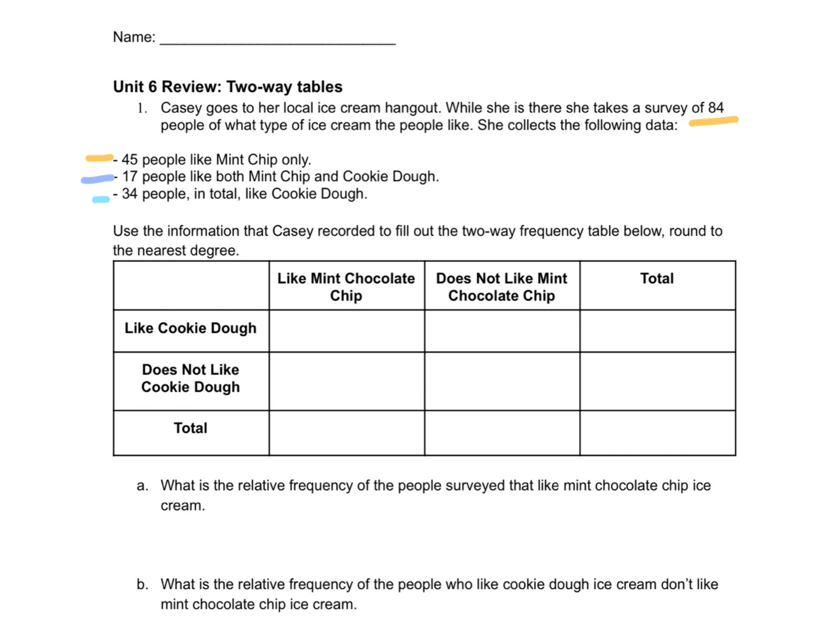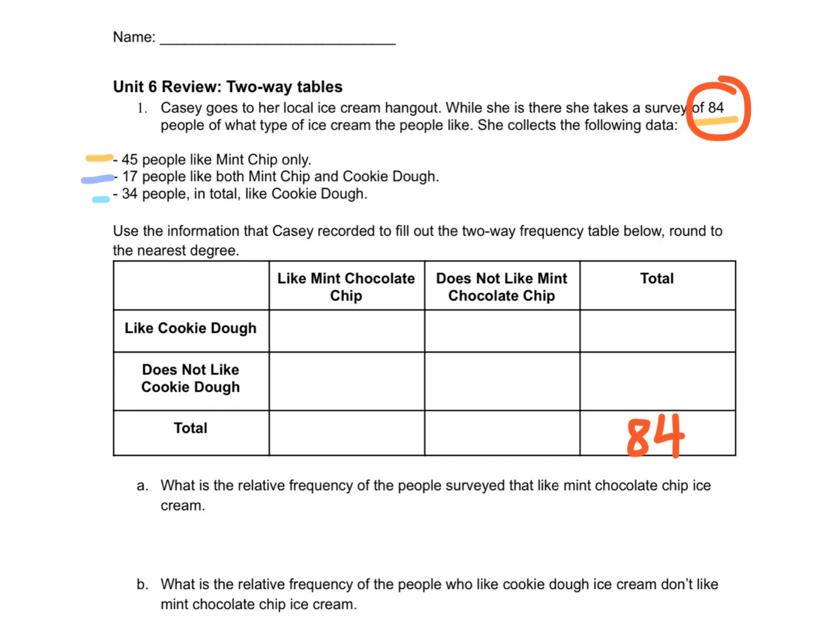Okay, so the first piece of information I got was this 84 total people. That would go right here because 84 is the grand total of the whole survey. That's all the people that she talked to that day. All right, now let's go step by step. 45 people like mint chip only.